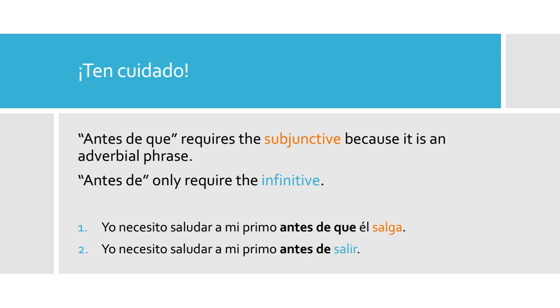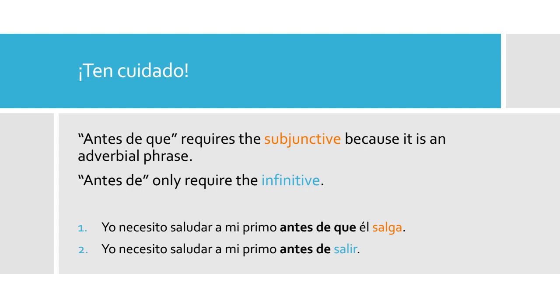All right, so let's look at antes de que. This conjunction is a little bit tricky because you don't want to get it confused with antes de. So keep in mind that antes de que does require that the subjunctive is used because it's an adverbial phrase. But antes de, which you've probably used before, antes de and después de get used a lot, before or after. The antes de only requires the infinitive to be used after.